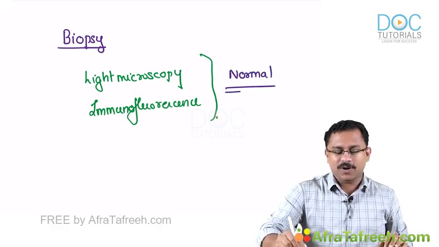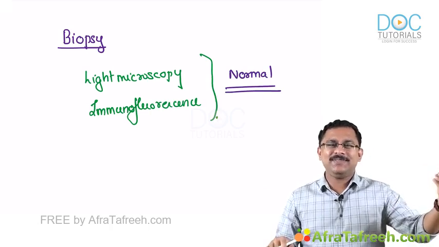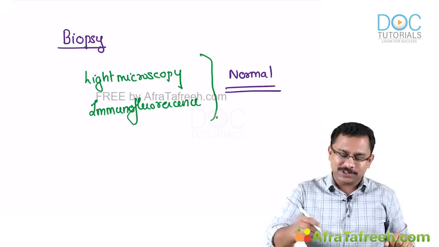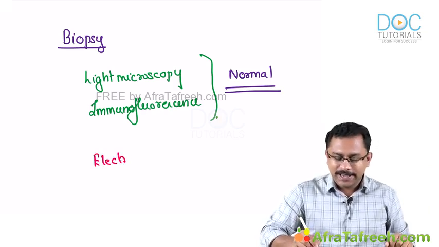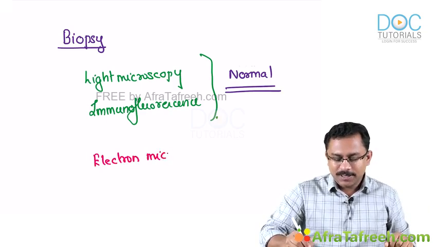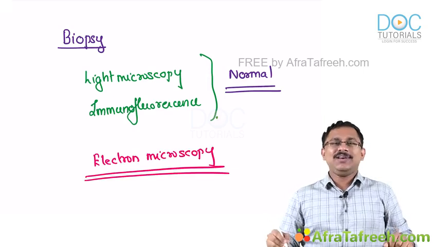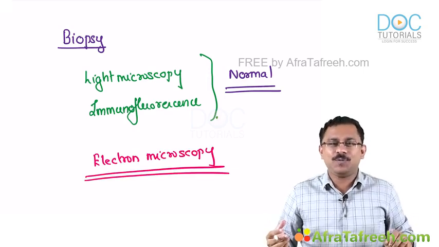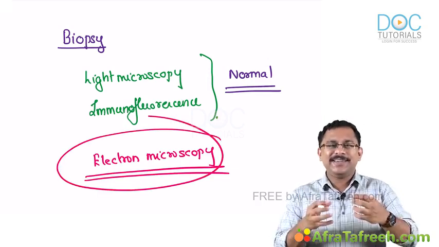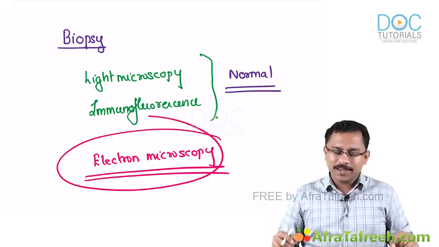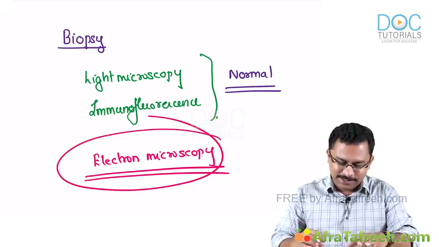Okay, so all these changes that we discussed, the effacement of foot processes, all these will become obvious only in what? Electron microscopy. So you have got to go for an electron microscopy to see the effacement of foot processes. So that is very essential to see if it is a minimal change disease. But remember one point, I'll just show you a biopsy picture.